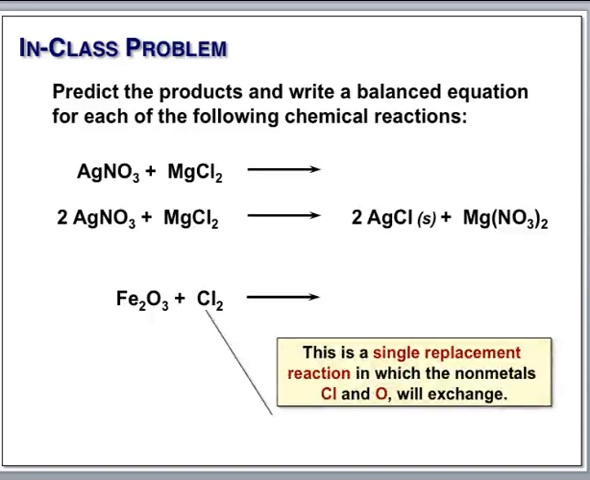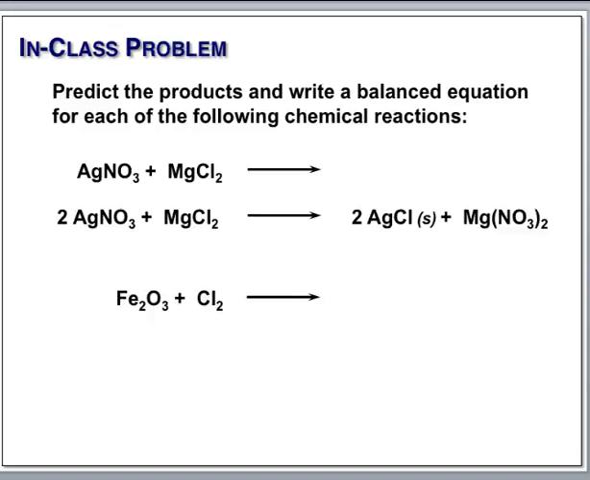Let's see. Iron 3 chloride. Chloride is -1. We have 2 irons. So that means we need 6 total chlorines, right? We have 3 oxygens here. This is 6, so we've doubled our iron 3 oxide. We have doubled our 2 moles of iron 3 chloride.